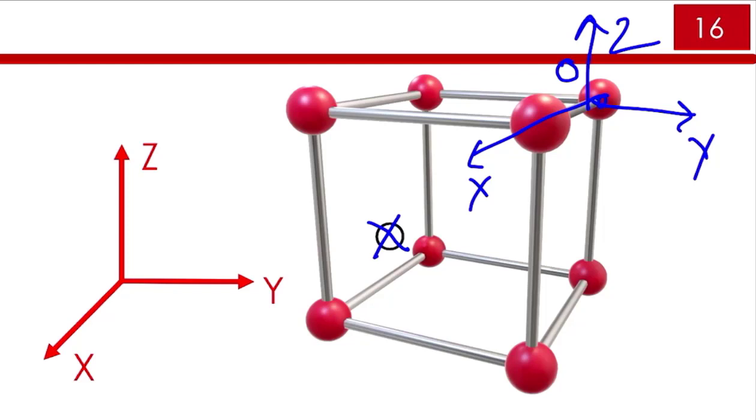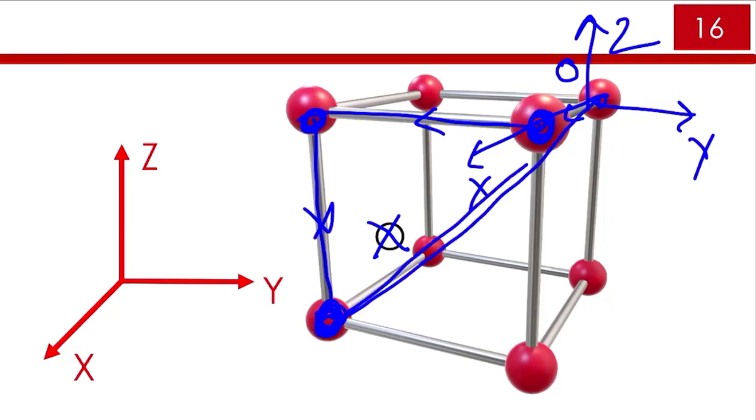So first 1 unit distance along x, I will come to this point. From that, minus 1 unit distance along y, I will come to this point. Then minus 1 unit distance along z. Since z is on the top side, that is outside the unit cell, minus z will be inside. So this is the ending point. Join this with respect to the origin and show the vector.